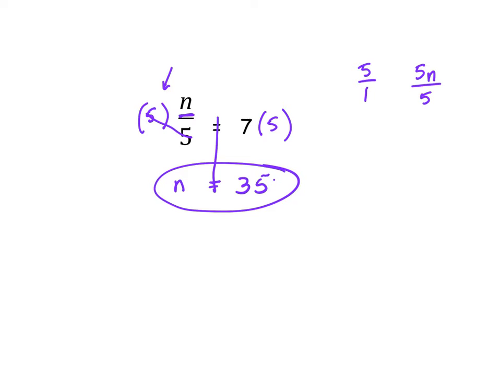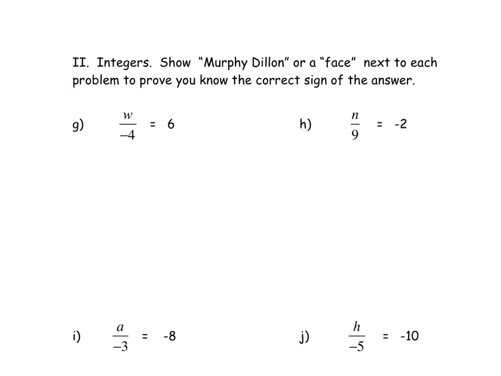Would you please turn to page 20? All right, let's read the directions. It says the second half of this assignment is working with integers, and it asks you to show your Murphy-Dillon or the Margar faces next to the problem to prove that you know what the correct sign of the answer is. That's the only added thing we have to watch out for when we're doing this particular assignment.